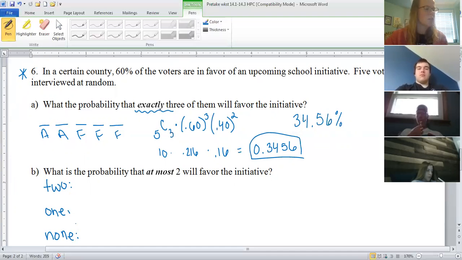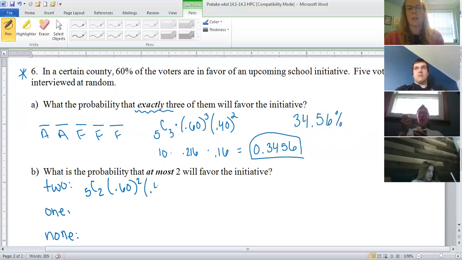So if we have 2 people favoring this, we'll have the 5 choose 2. And then to favor it, that's 60%. So we want 2 of those, so we're going to raise it to the 2nd power. And then the people that are against it, that's 40%, and then 2 plus 3 gets us the 5. So we type that in and calculate that all out. We get a really small decimal, 0.2304.